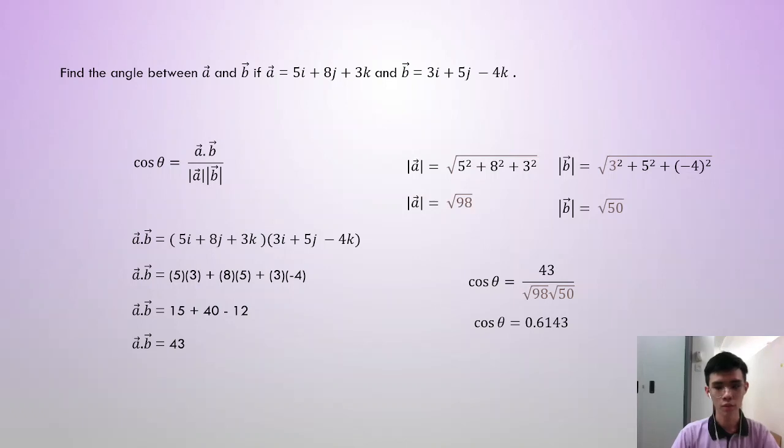After we replace it, cos theta is equal to 0.6143, and then we calculate it, and theta is equal to 52.10 degrees.